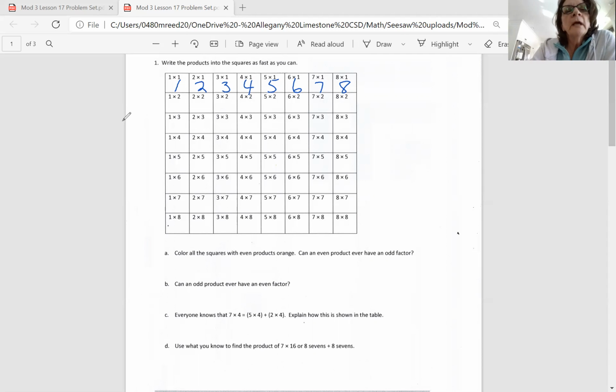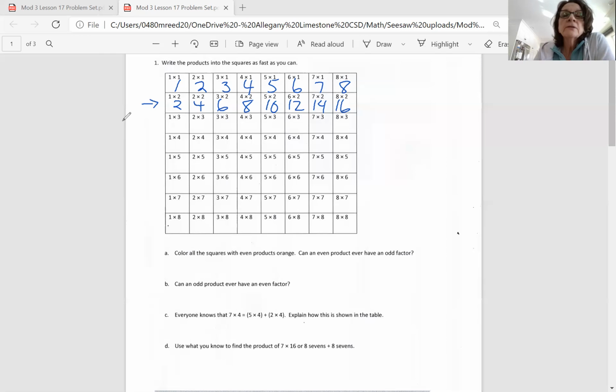Our second row has 1 times 2, which is 2. 2 times 2 is 4. 3 times 2 is 6. 4 times 2 is 8. 5 times 2 is 10. 6 times 2 is 12. 7 times 2 is 14. And 8 times 2 is 16. So you can see the pattern there is skip counting by 2s. So if we skip count across this row, we would have 2, 4, 6, 8, 10, 12, 14, 16.